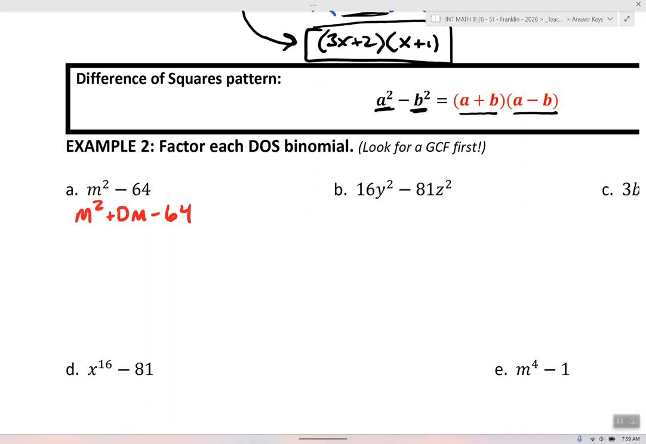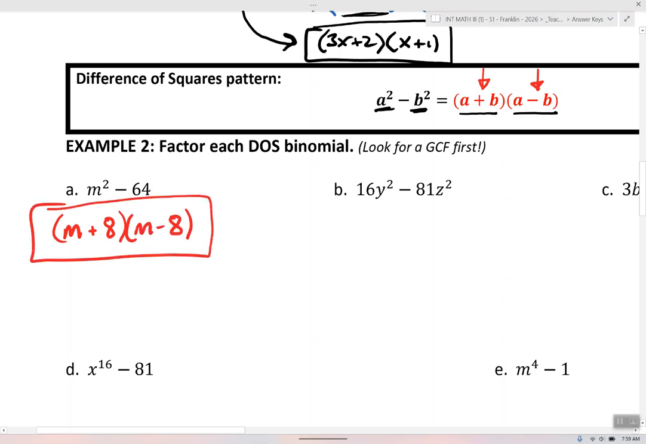But they will always cancel out in the middle. And so to avoid having to do all that other work, we can just follow this pattern: a plus b, a minus b. So for m squared minus 64, the square root of m squared is m. The square root of 64 is 8. So I have m plus 8 and m minus 8, and that is all I need to do.